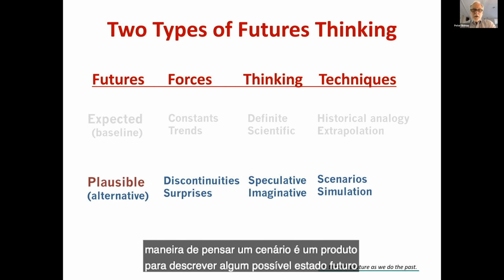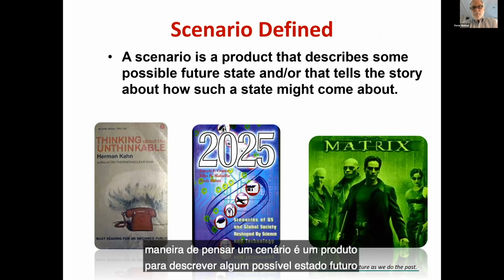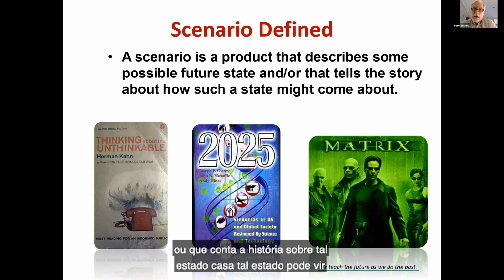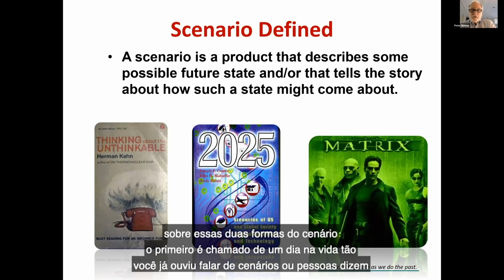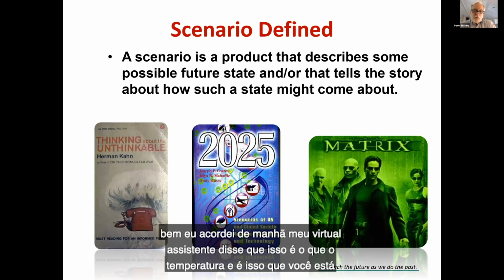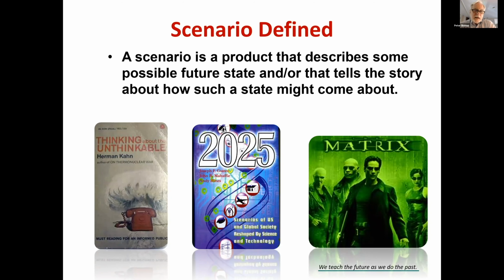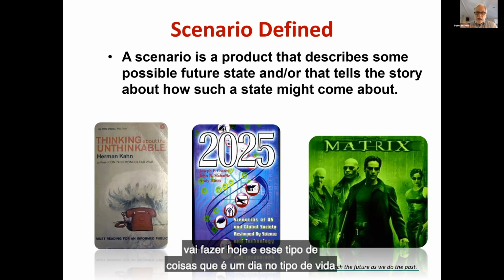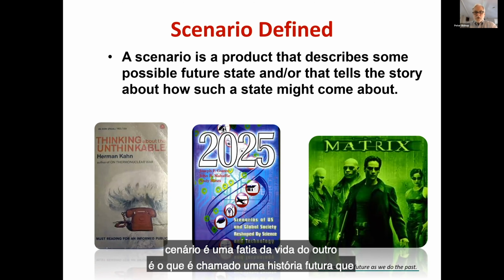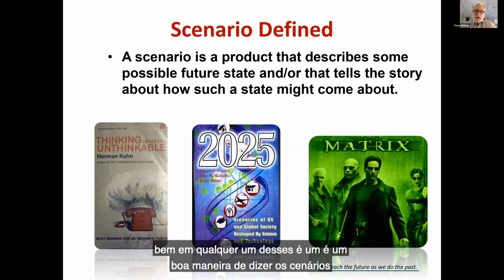It's a different kind of way of thinking. A scenario is a product that describes some possible future state, or that tells the story about such a state, how such a state might come about. There are two forms of the scenario. The first is called a day in the life. So you've heard scenarios where people say, well, I woke up in the morning, my virtual assistant said, this is the temperature and this is what you're going to do today, and those kind of things. That's a day in the life type scenario. It's a slice of life. The other is what's called a future history, which is from today, here's what happens and how this future comes about. They're both fine. Either one of those is a fine way of saying it.